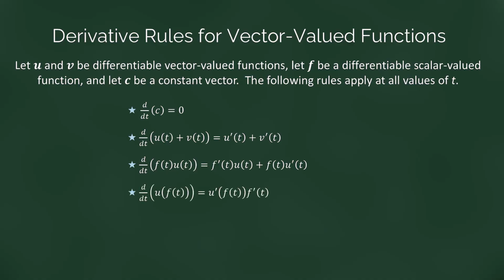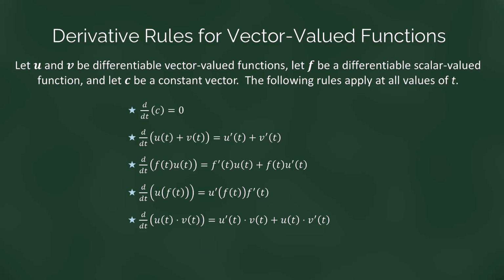If we compose a vector valued function with a scalar valued function, so we get something of the form u of f of t, then we're going to get u prime of f of t times f prime of t.